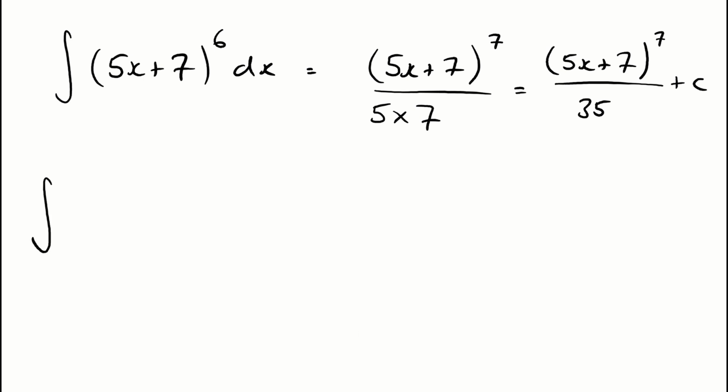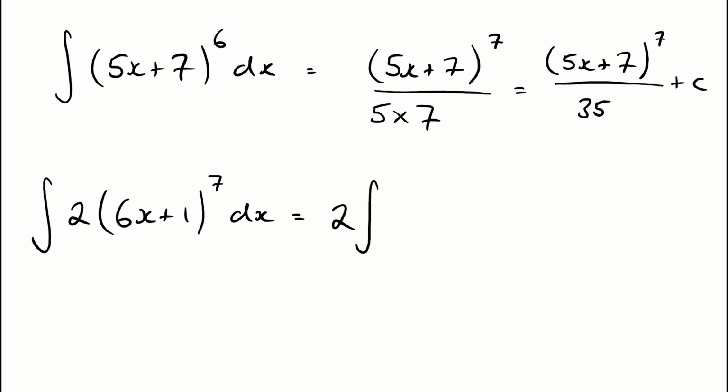If we were asked to anti-differentiate 2 lots of (6x + 1)^7 with respect to the variable x, well, I could just rewrite this question as 2 multiplied by the antiderivative of (6x + 1)^7 with respect to the variable x, okay? So that's just that property, the scalar property that we have of integration.